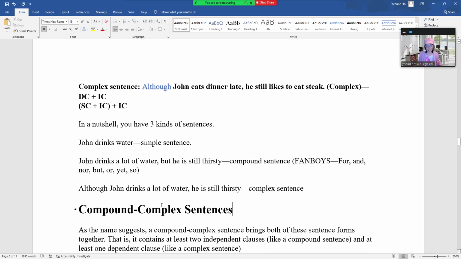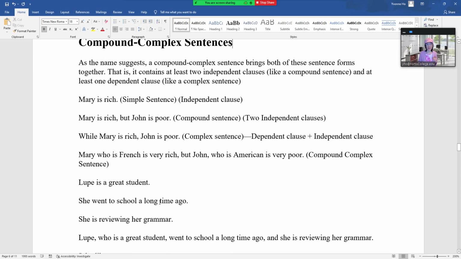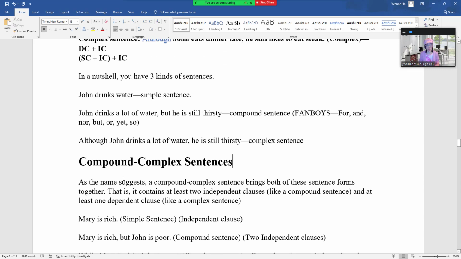Now, the last kind of sentence in English is a compound complex sentence. As the name suggests, a compound complex sentence means that you combine the compound sentence with a dependent clause. You just simply add a dependent clause to a compound sentence. That's all it is. I mean, it sounds really fancy and complicated, but it's not. So let's go back to our compound sentence, friend. John drinks a lot of water, but he is still thirsty. So everybody knows that's a compound sentence.